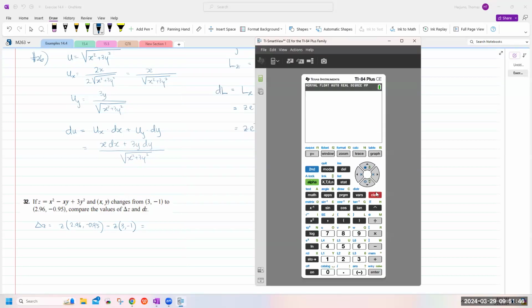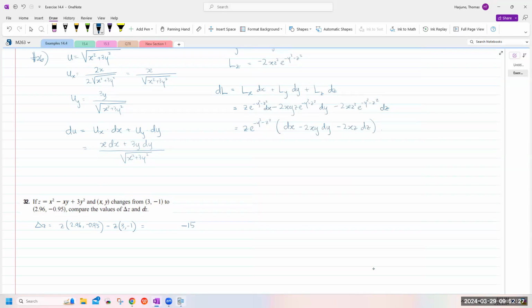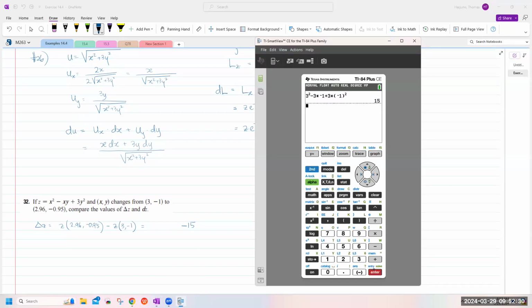Okay, let me first compute z(3, -1). That means my x is 3 squared, minus xy, 3 times -1, plus 3 times (-1) squared. That's 15. So that will be something minus 15.